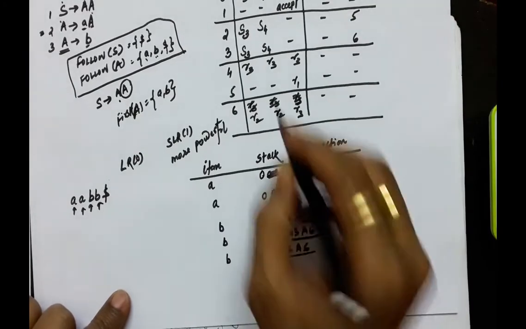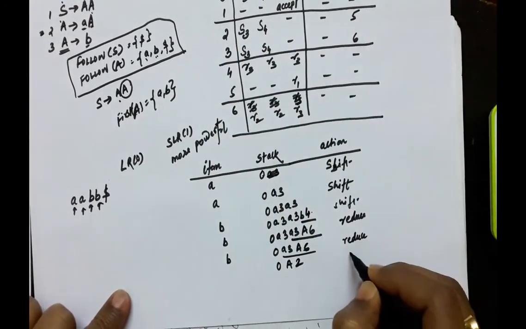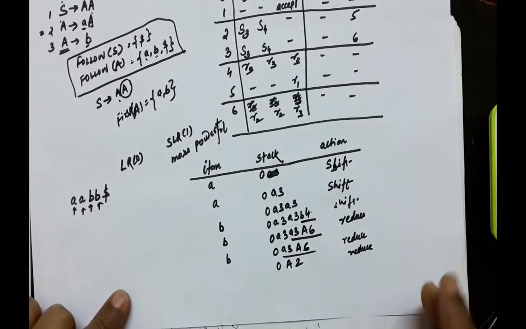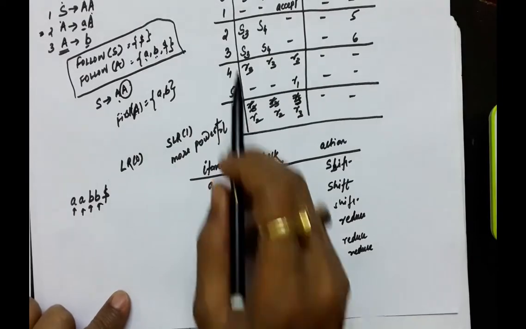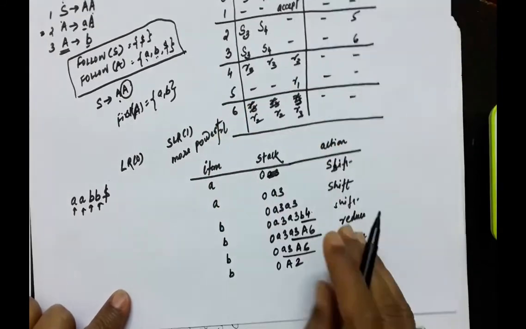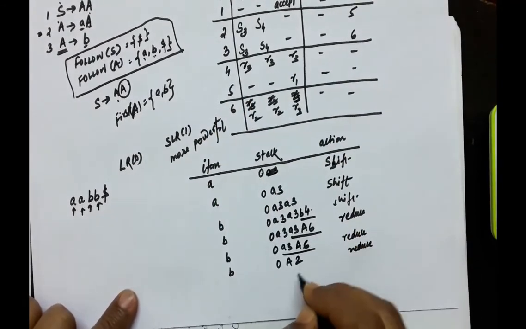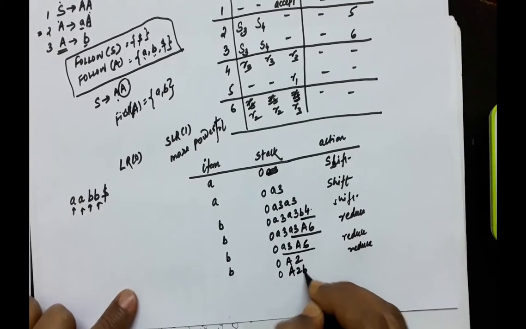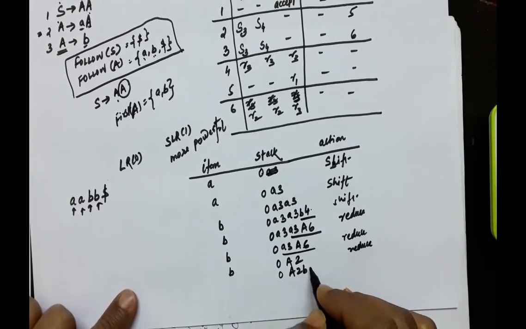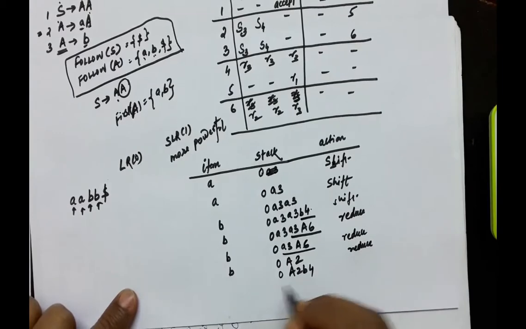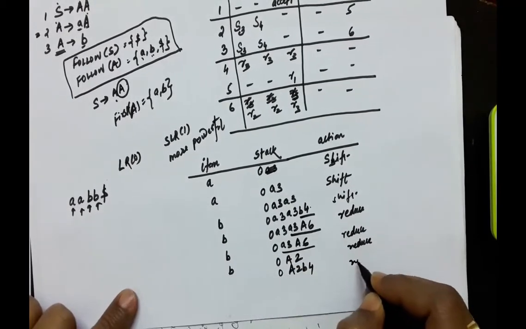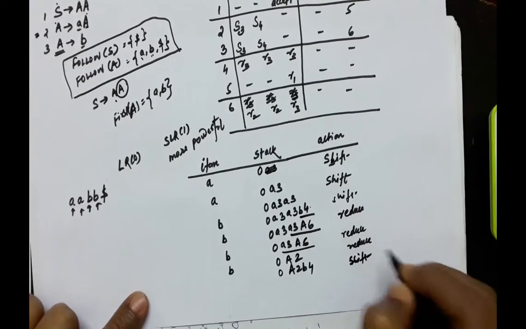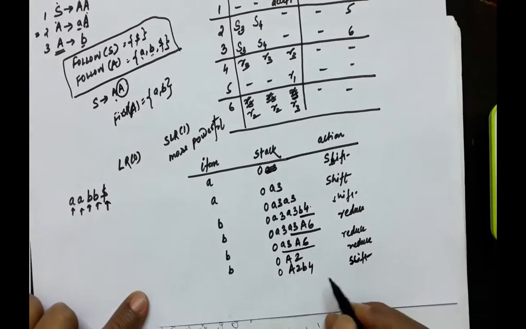Now 0 on A is 2. The symbol remains the same, 2 on b. So on 2 with small b, we are going to shift on the stack. So 0a, 2b, and the state is 4. So the b symbol has been shifted on the stack. Now we'll move to the dollar.